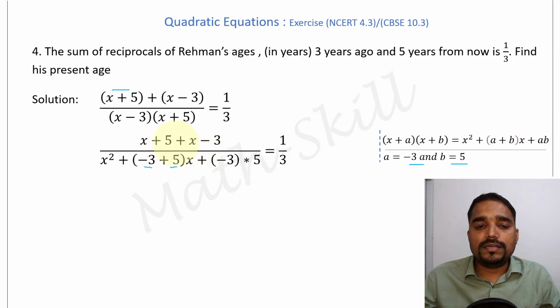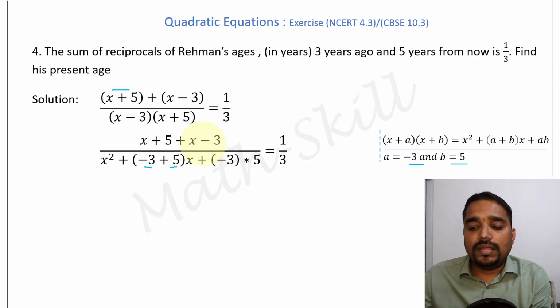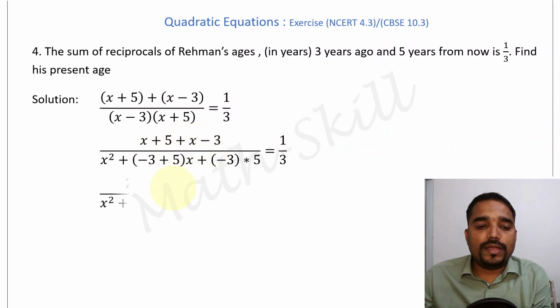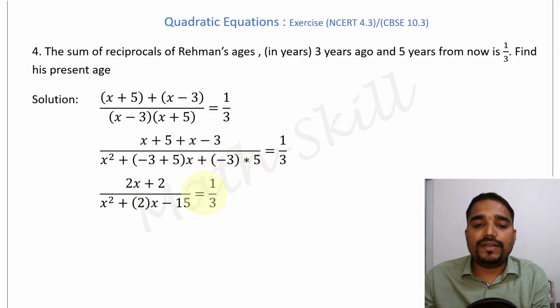So, 2x plus 5 minus 3 is 2. Therefore, in the numerator I would be having 2x plus 2. In the denominator, x square plus 5 minus 3 is 2, into x, plus into minus is minus, 3 fives are 15, is equal to 1 by 3 as it is.